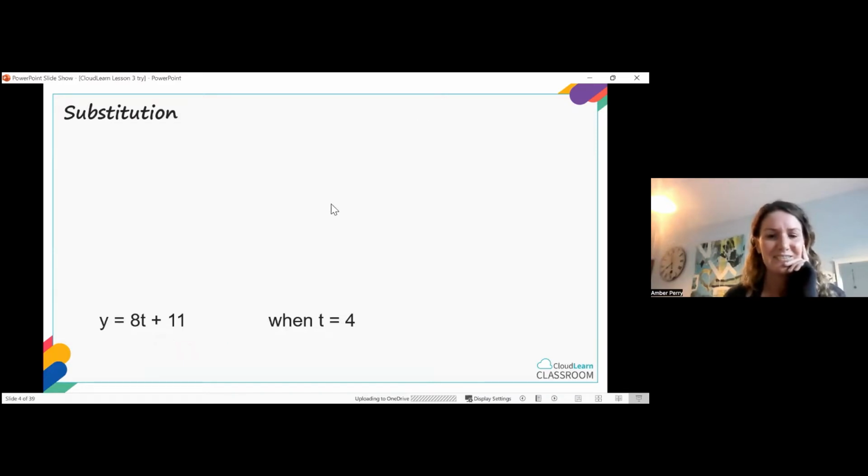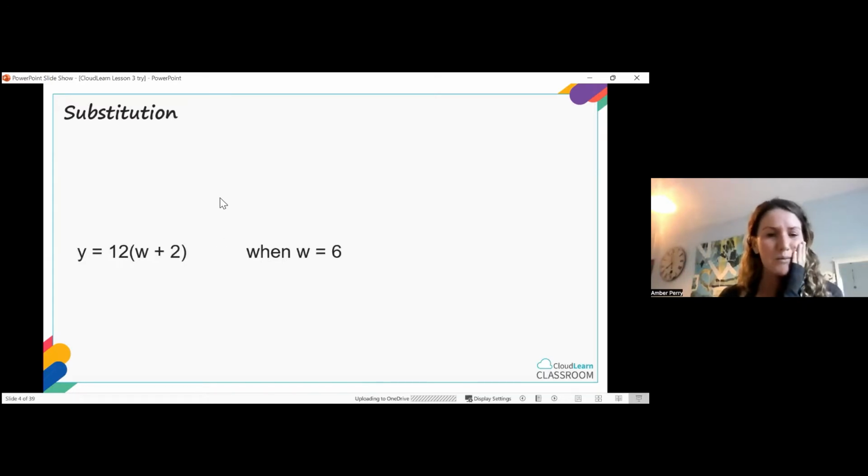Okay, next one we're going to come up with is, we've got a bracket here, so think about what you need to do first. We've got 12 multiplied by w plus 2 when w is 6. Give a couple more minutes. Who can remember their 12 times table? Excellent. Great work, Semsi. Well done.